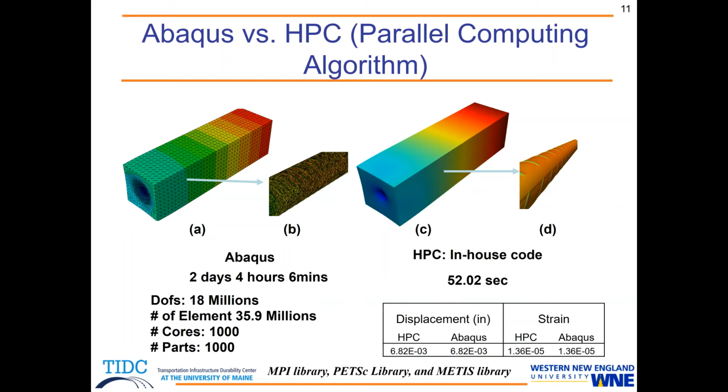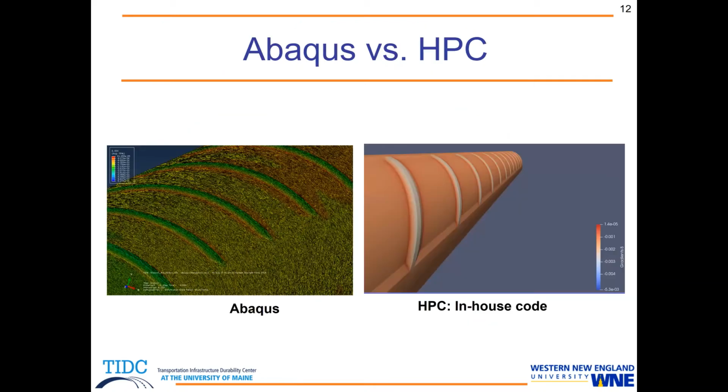And then you can see the clear differences between these two analyses. The results are the same, but one took 2 days, 4 hours, and 6 minutes. The other, with the in-house code, took about 52 seconds. You can see that the in-house code we developed is reliable, producing very stable and accurate results. Again, we compared the strains as well as the strain distribution, so we are satisfied with our in-house code.